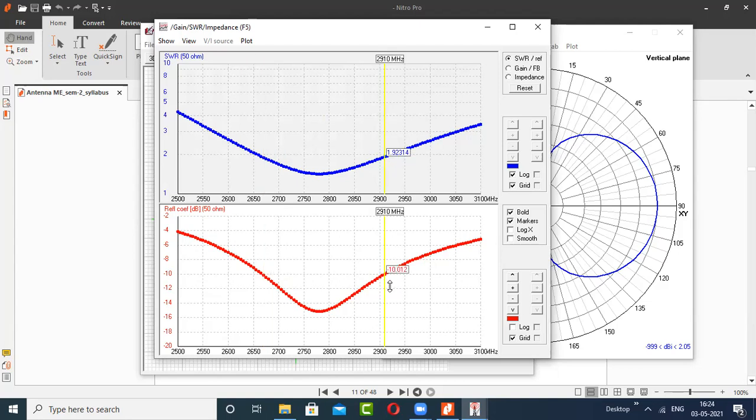Similarly, you go for minus 10. Sir, what is bandwidth? It should be as close as possible to minus 10 dB. Sir, this is, it should be what? Resonant frequency.